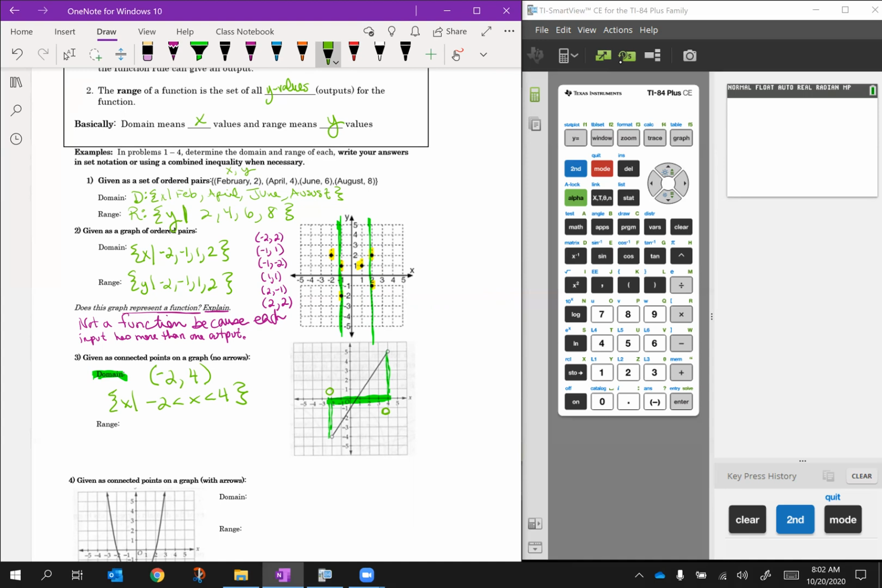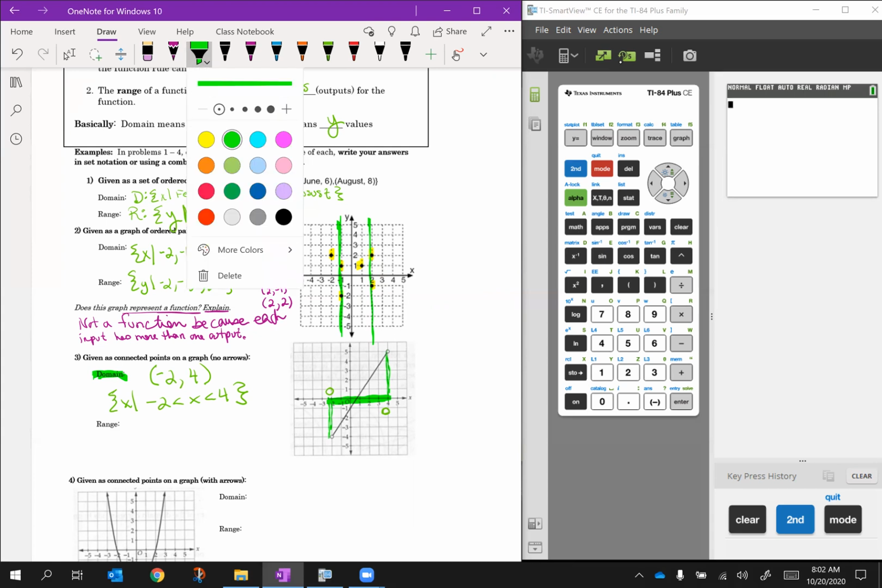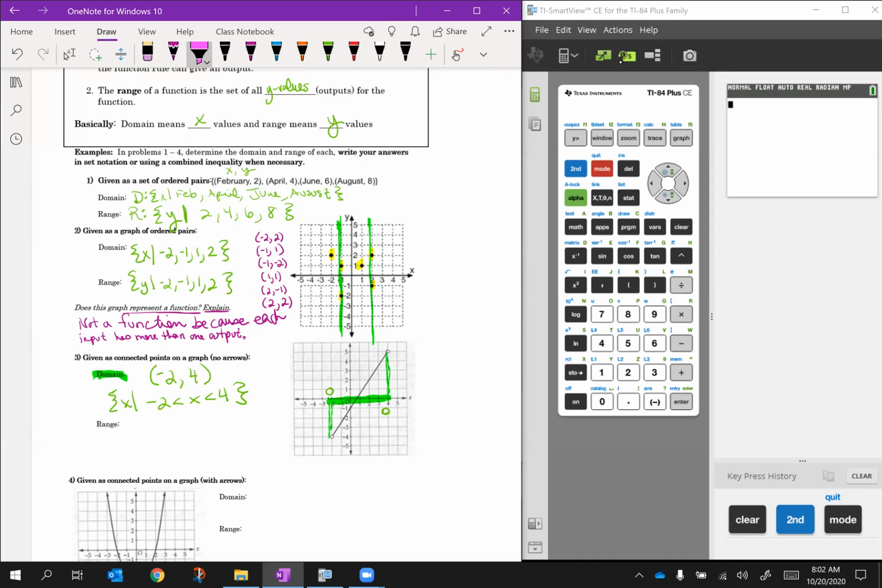All right, so now let's grab a different color highlighter. So we'll do our range in pink. So I'm going to my lowest to my highest, my y values, my lowest to my highest. So this is my range from here to here.